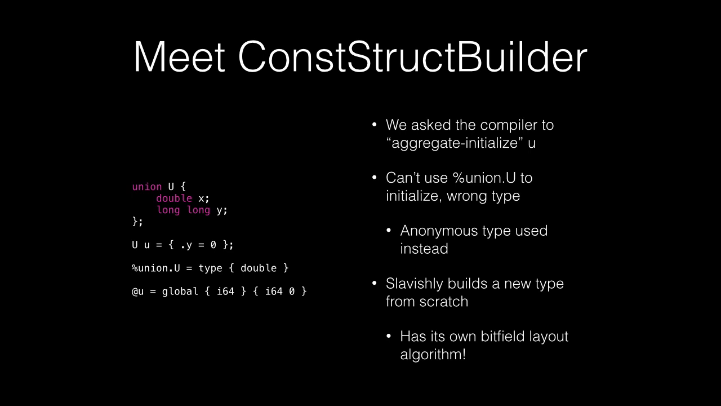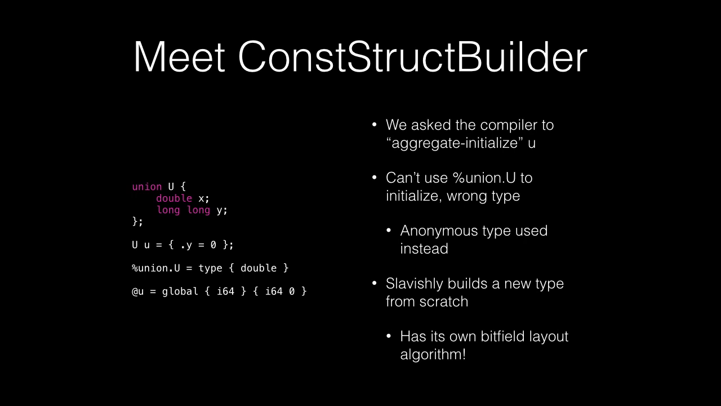So then here's this slightly different test case. Instead, I chose to initialize the second field in the union. And it turns out that the type that CGRecordLayout tried to synthesize is no longer appropriate for this global variable. The type was for a double, and we're trying to initialize a long long. We can't initialize a double with a long long value. So we have to do something else.